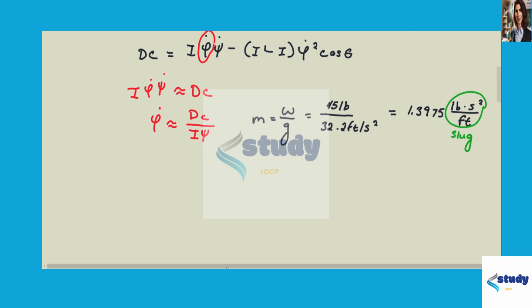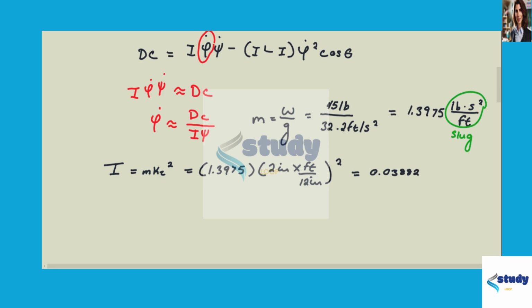And we can express the axis spin. So we have the axis spin from the inertia here as m k z squared. And this is going to be 1.3975 times 2 inches, which is times feet divided by 12 inches squared. And in here we get 0.03882 slug feet squared.